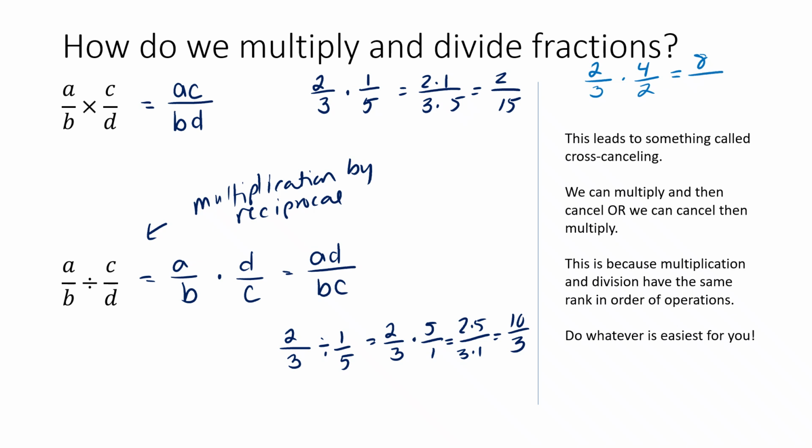And then 3 times 2 is 6. And then you would recognize, oh, both of these can be divided by 2. And so that simplifies to 4/3. Okay. And that works just fine. Or you can cancel and then multiply.